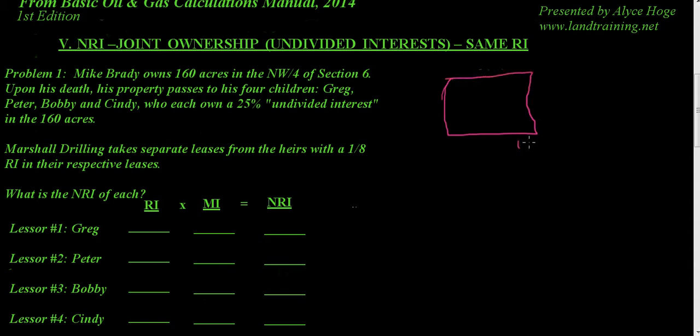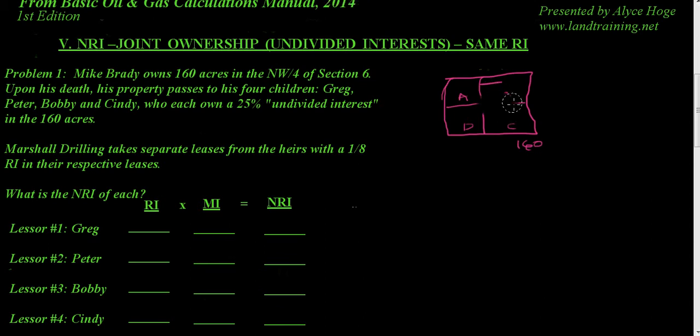Let's say this is 160 acres. Instead of there being, for example, four owners, Owner A owns in the northwest quarter, owner B owns in the northeast quarter, owner C owns in the southeast quarter, and D owns in the southwest quarter. That's called divided interest. But if you have an undivided interest, it's literally not divided.